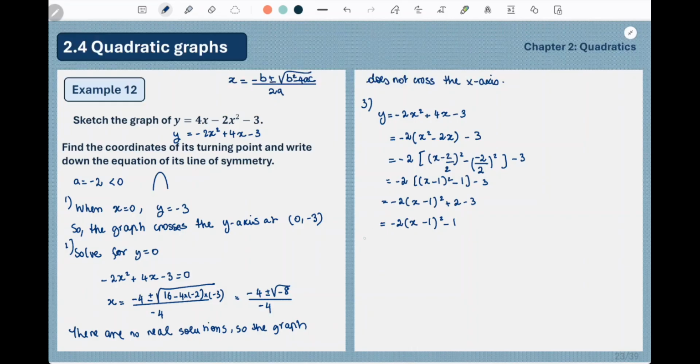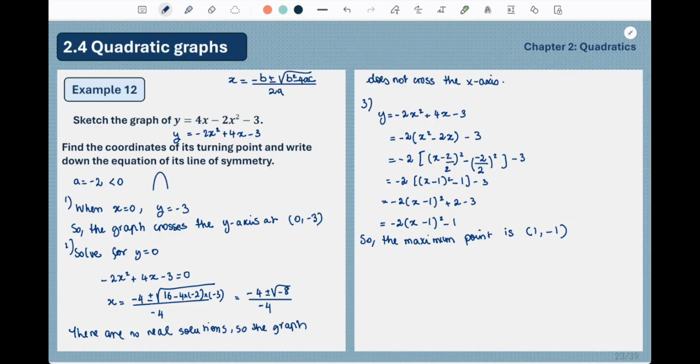So the turning point, or to be specific, the maximum point, because the turning point in this case is a maximum, is, we said we always do the opposite, so here it is minus 1, so it's 1, minus 1. Okay, so now we have enough information to actually do the graph, to sketch it.